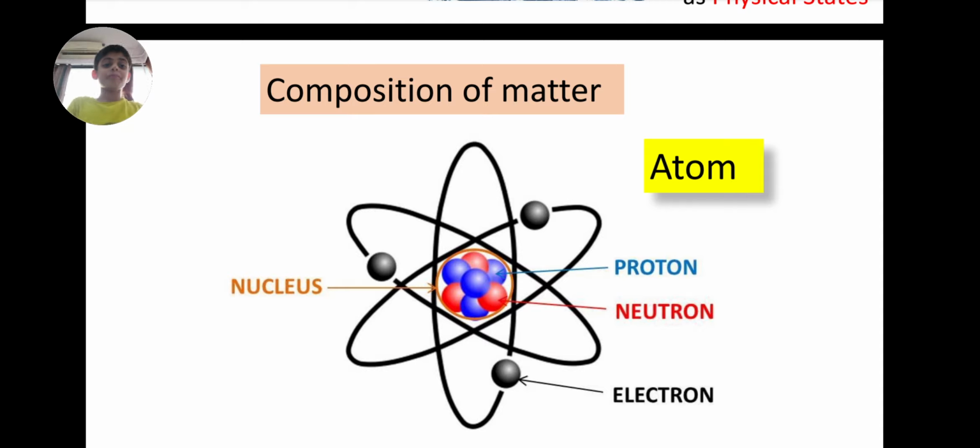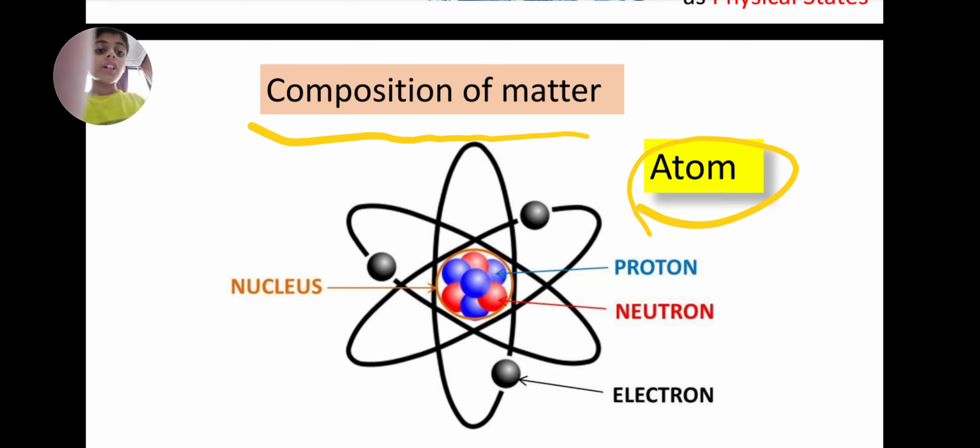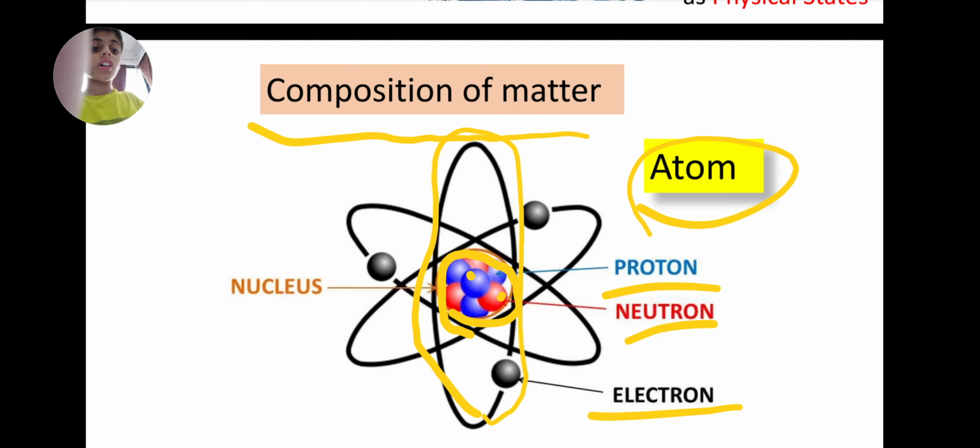Okay? Now, over here, composition of matter. Atom. The nucleus is the middle part. Neutron is here, the red part. Proton is here. The electron is the charged particle.